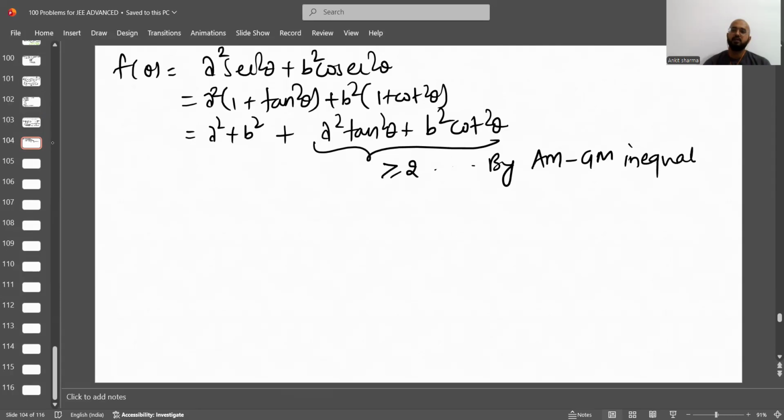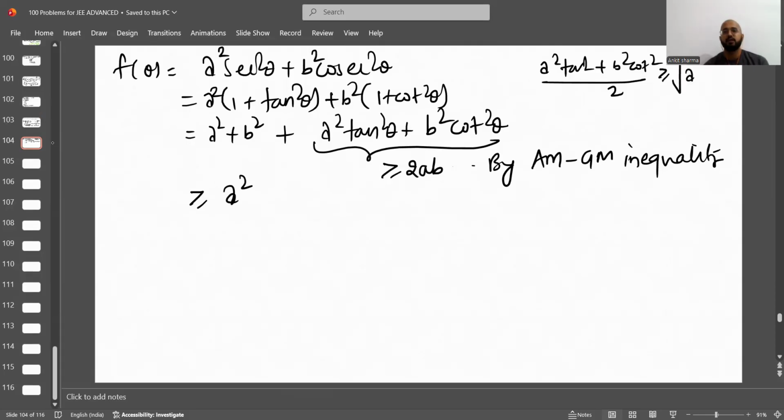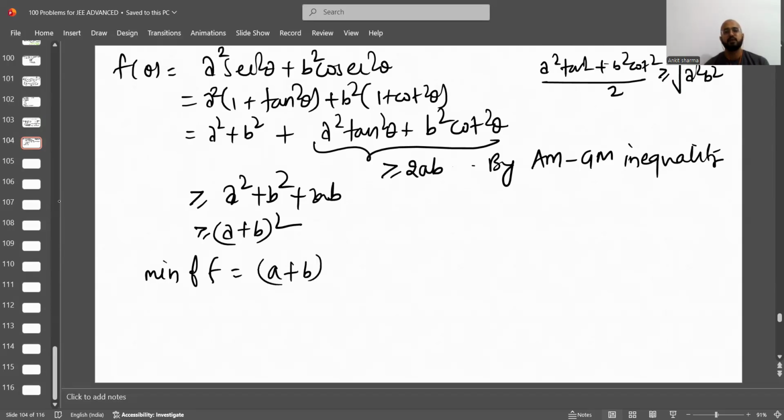So by AM-GM inequality, f of theta is greater than or equal to a square plus b square plus 2ab, because if I apply AM-GM, a square tan square plus b square cot square over 2 is greater than or equal to root of a square into b square, where tan and cot get cancelled. So 2ab, which means this is greater than or equal to a plus b the whole square. So my minimum of f is going to be a plus b square.